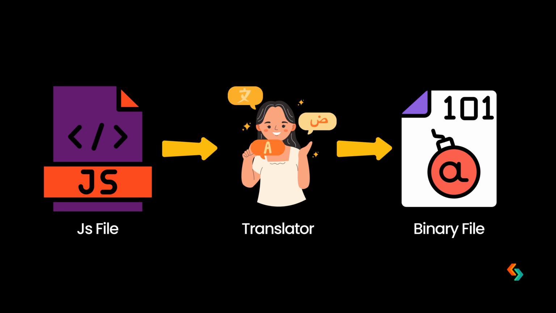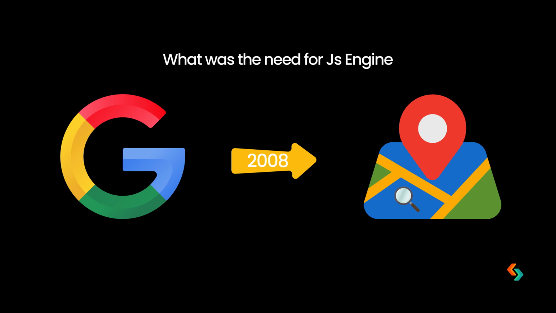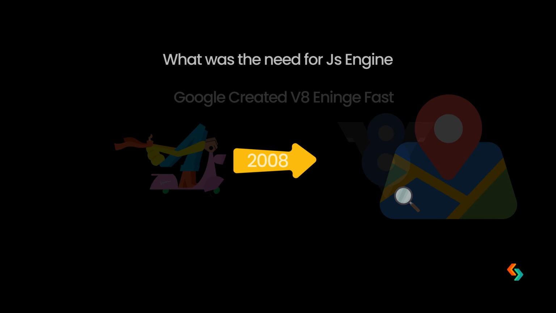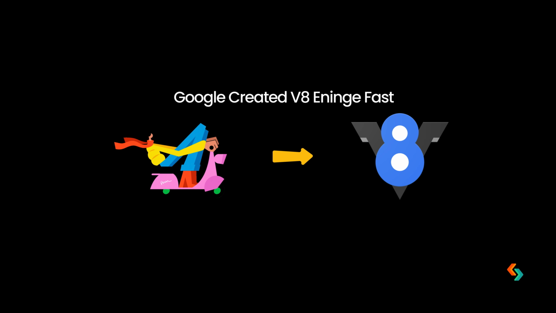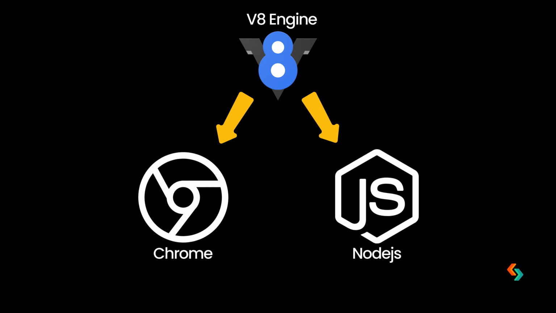So where did this V8 engine come from? Well, it all started back in 2008 when Google needed something special. They were working on Google Maps, a tool that lets you zoom, pan around, and explore the world. But the old JavaScript engines at that time were pretty slow. Google needed something fast and powerful to make maps feel smooth and responsive. So they created the V8 engine, which made JavaScript much faster. It was like giving JavaScript a turbo boost. With V8, applications like Google Maps could run much better, and that changed the way people experience the web. Now V8 is in Chrome and Node.js, powering tons of things we use every day.